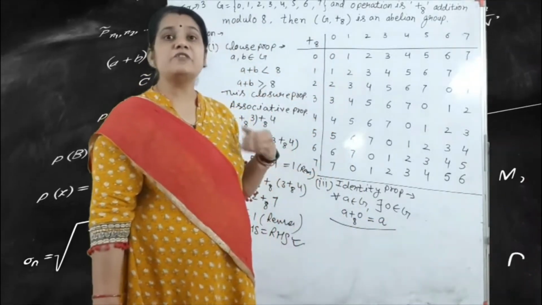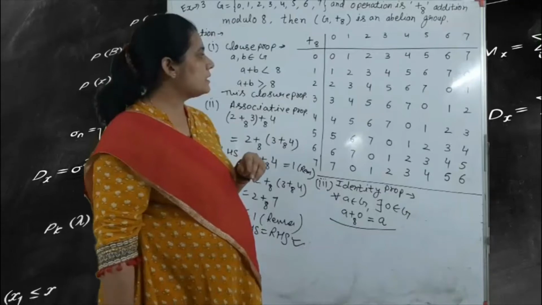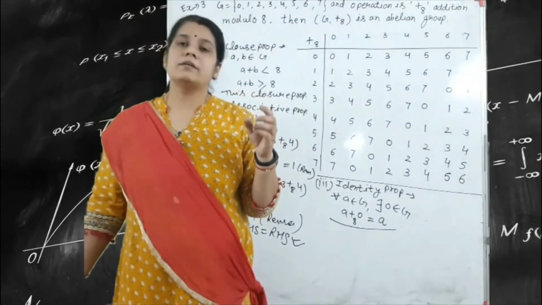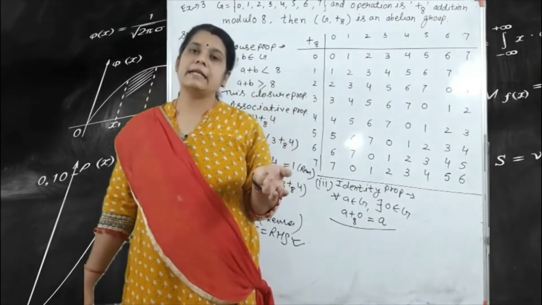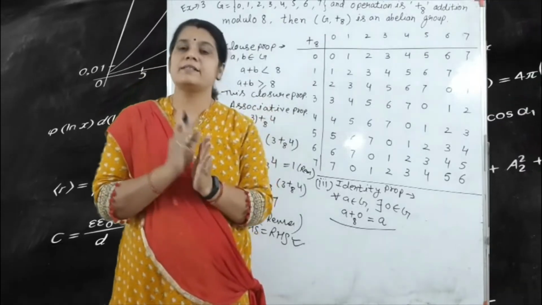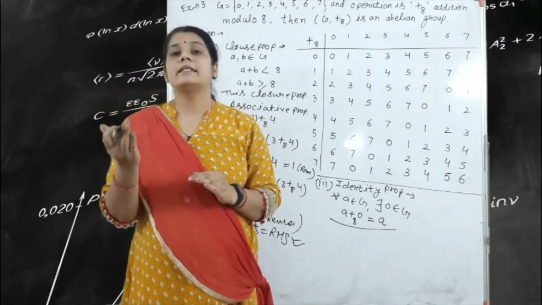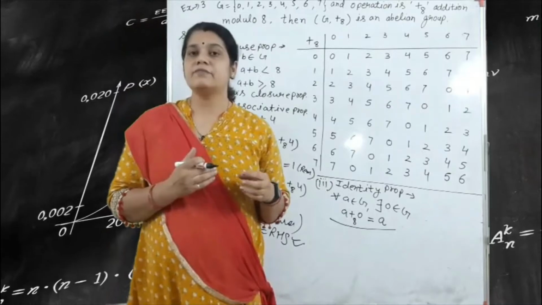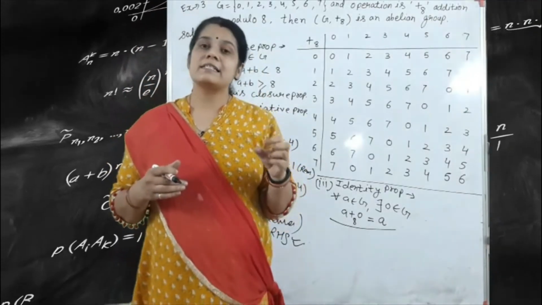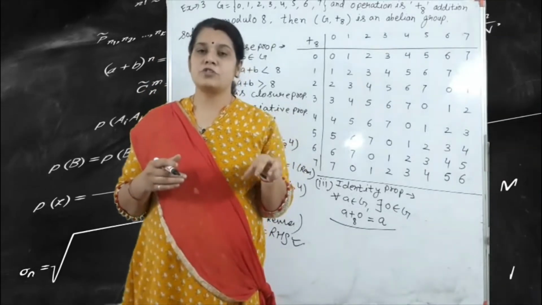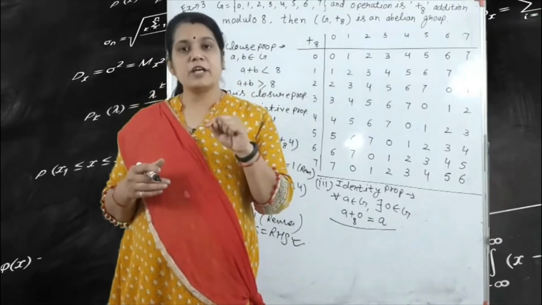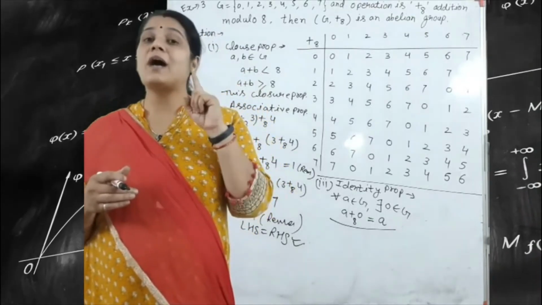Next one is the inverse property. So inverse property, that means what? Inverse property means if you consider one element and its inverse, and you operate both the elements, we get the identity element. For example, if we consider the element A, A belongs to G, so there exists one element B belongs to G, such that A addition modulo 8 B is equal to the identity element.